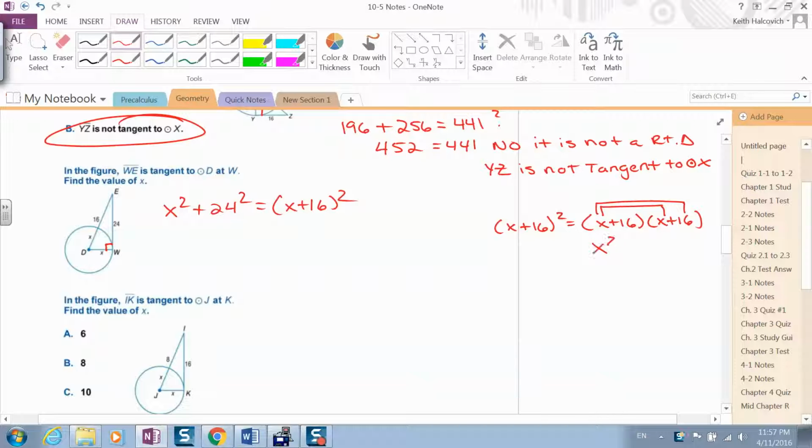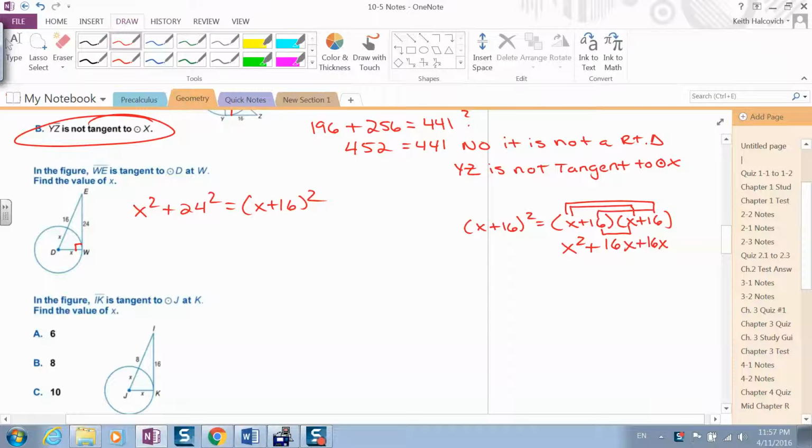So you have x squared plus 16x plus 16x plus 256. So x squared plus 32x plus 256. So you have x squared plus 576 equals x squared plus 32x plus 256.